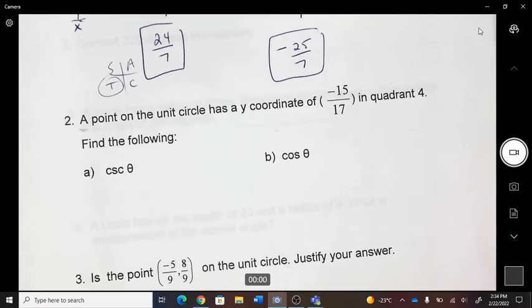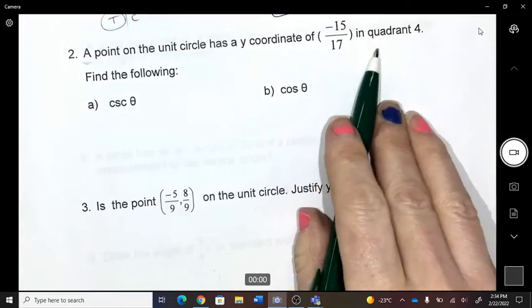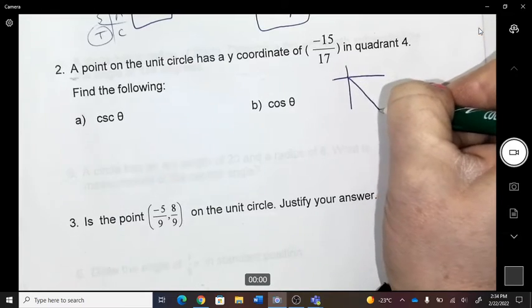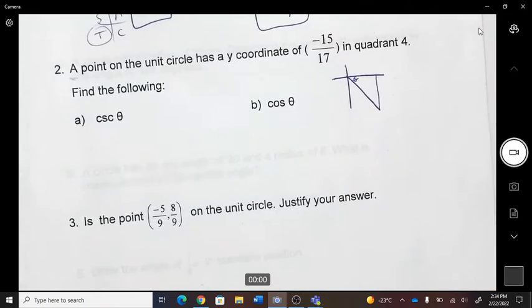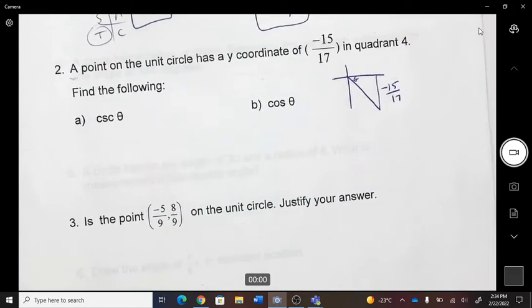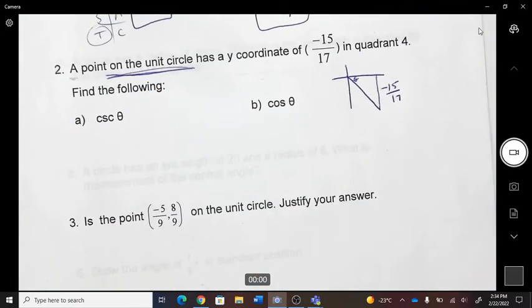Okay, number 2. A point on the unit circle has this as a y value and it's in quadrant 4. So I'm going to draw my triangle. Okay, so I know that this is the y value. So that's the y side. What else do I know? What does this give me? A point that's on the unit circle.